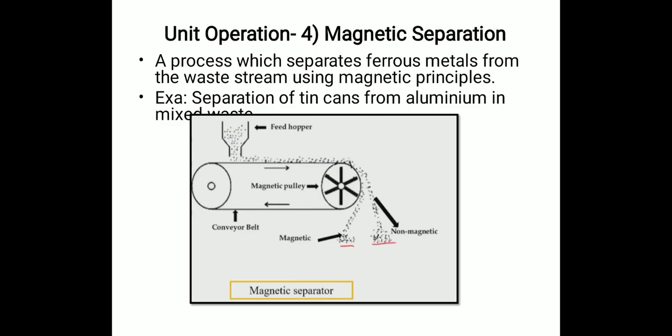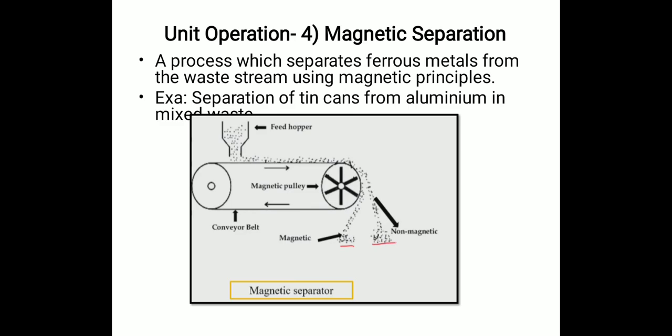Magnetic separation is a process which separates ferrous types of metals from the mixed waste stream using a magnetic principle. Since a magnet can attract ferrous metals from the mixed waste, we can easily separate magnetic material and non-magnetic material into two streams. Mostly used for the separation of tin cans from aluminum in mixed waste. Means from mixed dry waste we can collect ferrous material separately, which is magnetic material, and non-magnetic material is collected from another stream.